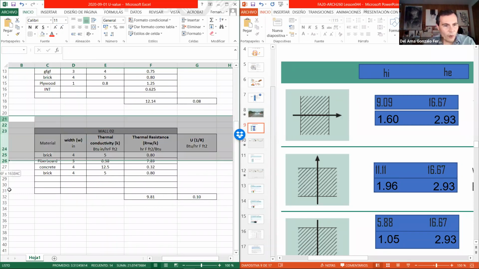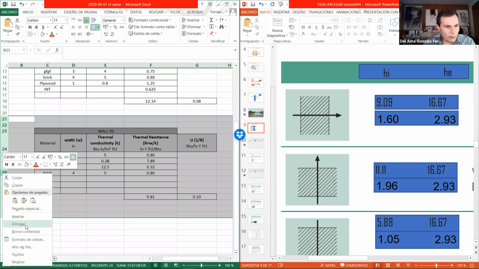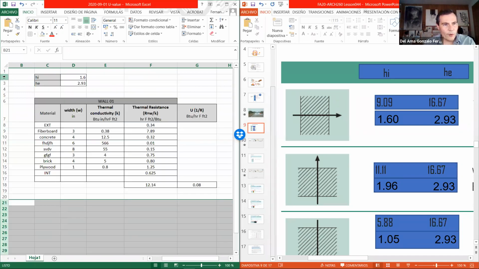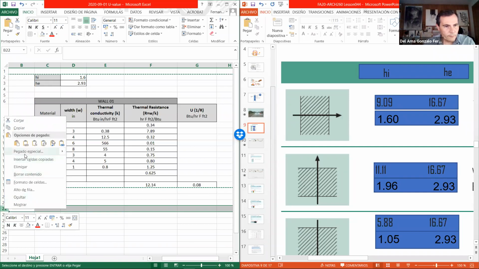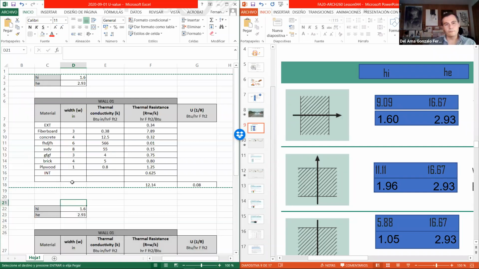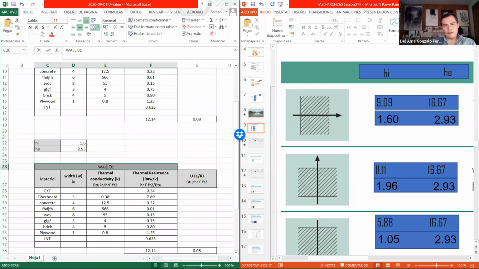If we have different walls, we can copy this. I will delete. But if we're working with floors, we can always copy and paste. And imagine that this is a roof. If this is the roof, we have to change these values. The HE is always 2.93, but HI is 1.96. So this is 1.96.